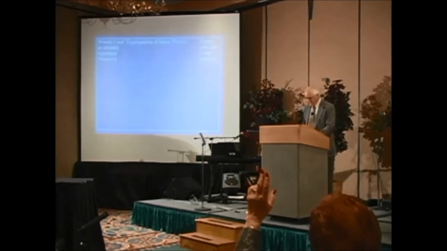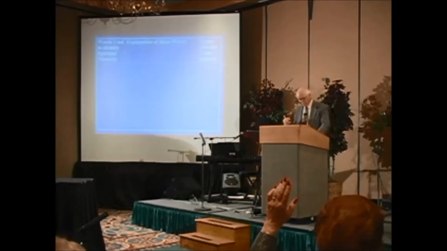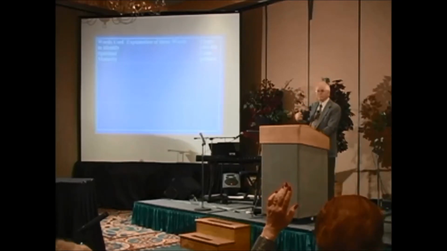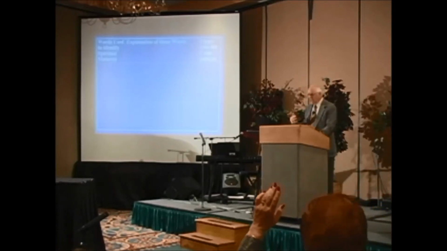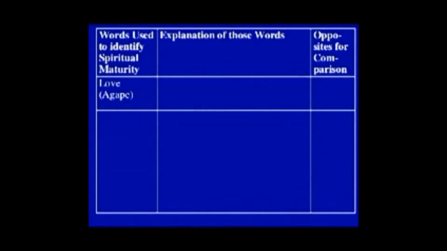I'm going to try and take Galatians 5:22 through 23, because this is what I'd like to share with you. In Galatians 5:22 through 23, it talks about the fruit of the Spirit. So what we're going to do is take this and fill out the word used to identify, over on the far side there. The words used to identify spiritual maturity would be what's labeled as the fruit of the Spirit.